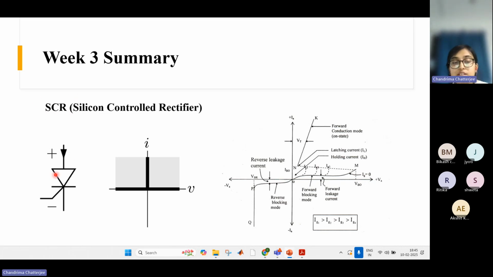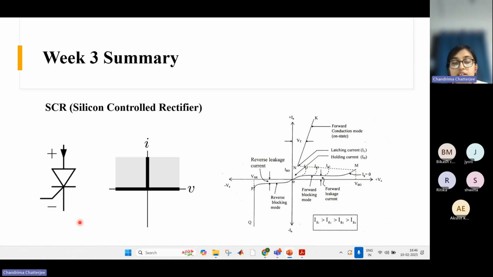The symbol of SCR is something like this, similar to a diode, but there is one control terminal. There is a third terminal. And SCR can block voltage in both the directions, unlike a diode. A diode could only block voltage in the reverse direction, but SCR can block voltage in both directions. But it can carry current only in one direction, from anode to cathode, just like a diode. The difference is it can block voltage in the forward direction as well, because we have this control terminal.